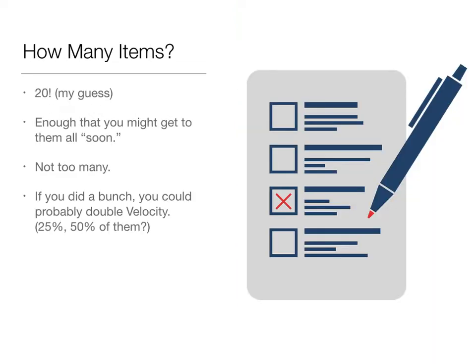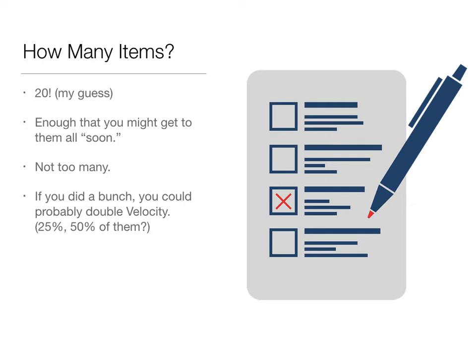Okay, so how many items should be on the impediment list? My answer is 20. Is it a scientific number? Is it a number that I would fight hard for versus say 21 or 25 or 15 or maybe 30? Not particularly, but I kind of like 20. It feels to me like enough that we might get them all done sometime soon. It may take several months, but at least it feels like not an overwhelming number, but rather a manageable number. So in that sense, and in maybe other senses, it's not too many.